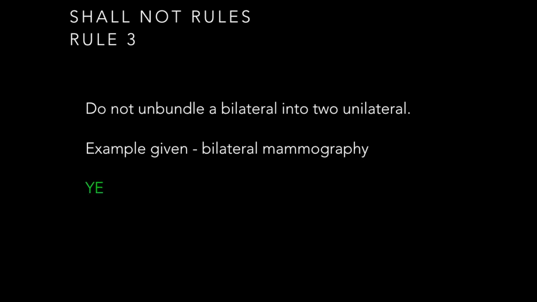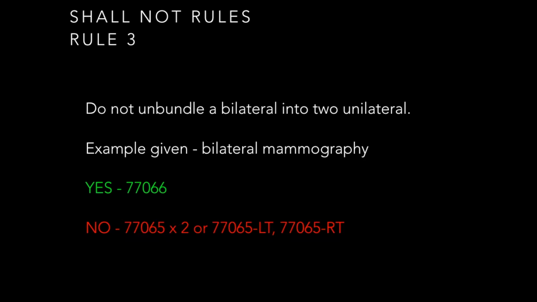All right. Shall not rule number 3. Thou shalt not unbundle a bilateral into 2 unilaterals. Example given was bilateral mammography. So what you would bill was 77066, not 77065 times 2 units, or even 77065 with the LT modifier, and then bill it again 77065 with the RT modifier. So they're saying if there's a code that says bilateral, don't bill out 2 unilaterals.